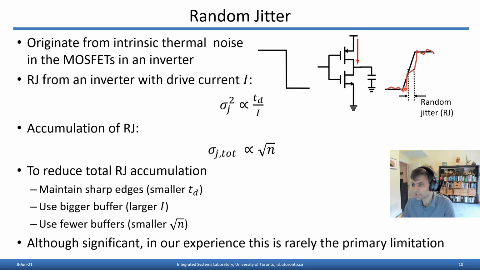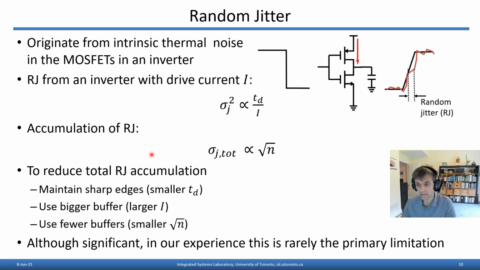It's proportional to TD because the slower the rise fall time, then the same amount of noise is going to give rise to more timing uncertainty. And it's inversely proportional to I. The way you can recognize that is by seeing that even with the same time delay, if the time delay is the same, but you increase the current flowing through these transistors, then the thermal noise current represents a smaller fraction, in a sense, of the total drive current through the transistors. So you end up with less total jitter added.